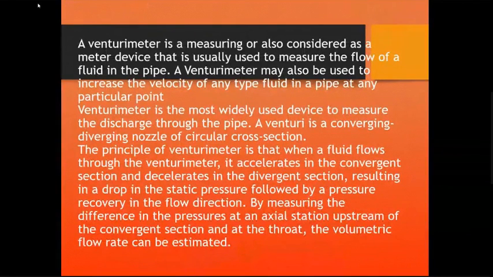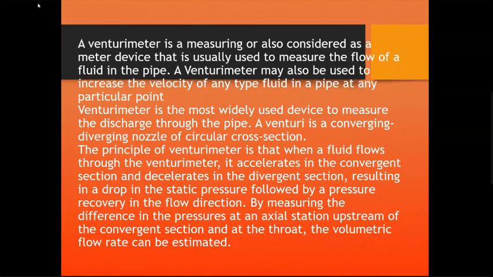A Venturimeter is a measuring device that is usually used to measure the flow of a fluid in a pipe. A Venturimeter may also be used to increase the velocity of any type of fluid in a pipe at a particular point. It is the most used device to measure the discharge through a pipe. A venturi is a converging-diverging nozzle of circular cross section.